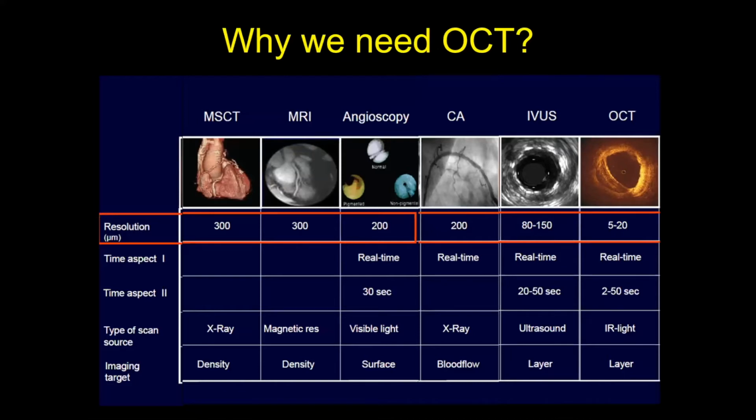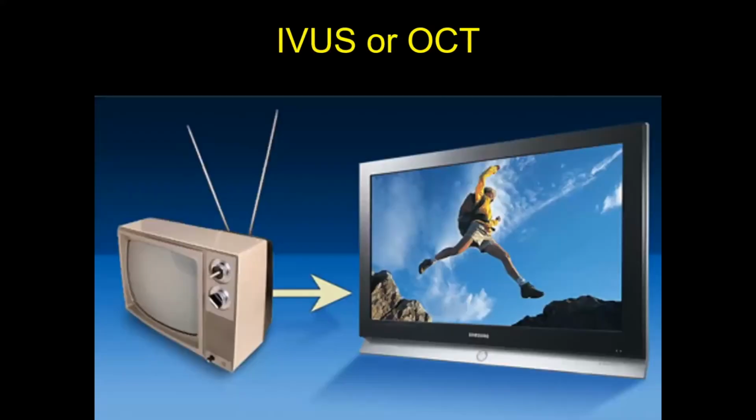IVUS, yes, it's a great tool. Still use it often, and its resolution is better than angiogram. But OCT is definitely, when it comes to resolution, the highest resolution intravascular imaging that we have, and that's why I think it's the main use of it.